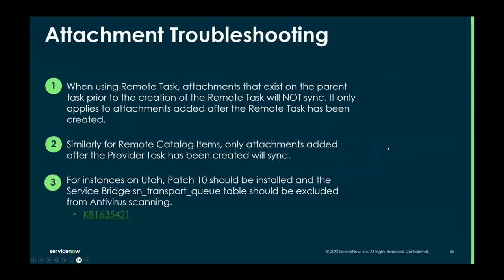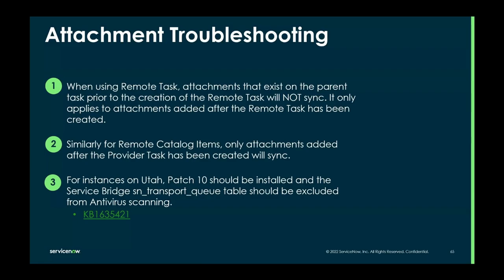So next one is attachment troubleshooting. One thing to know with attachments: attachments that exist on a parent task prior to the creation of the remote task are not going to sync. There is a process that's going to look for those attachments, but it doesn't trigger until after a remote task is being created. So if you have attachments that are on a task prior, they are not going to be sent over. Same thing with remote catalog items. The attachments are only going to be added after the provider task has been created.